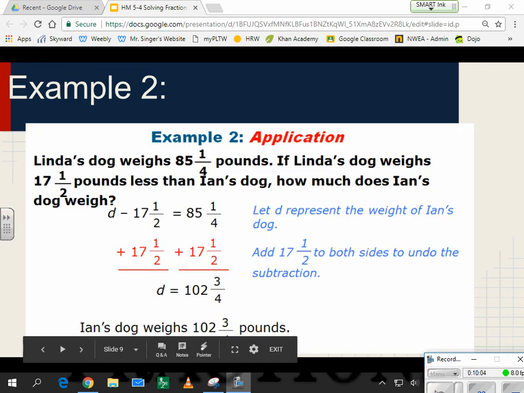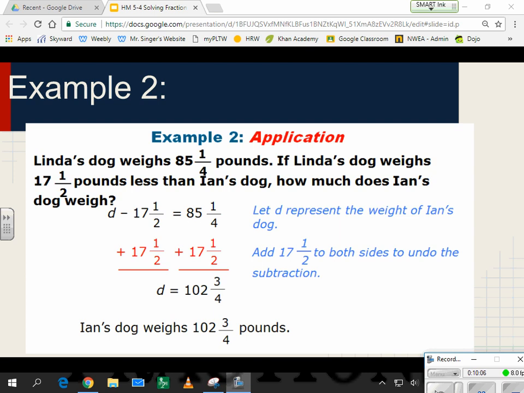Let's make sure we look at some of these in word problem form. Here it says Linda's dog weighs 85 and 1/4 pounds. If Linda's dog weighs 17.5 pounds less than Ian's dog, how much does Ian's dog weigh? Well, we're basically trying to see how to subtract these two, but really you could add them together, and I'm sure some of you have already seen that. So 85 plus 17 gives you 102. When we make common denominators of fourths, you get 102 and 3/4 pounds.